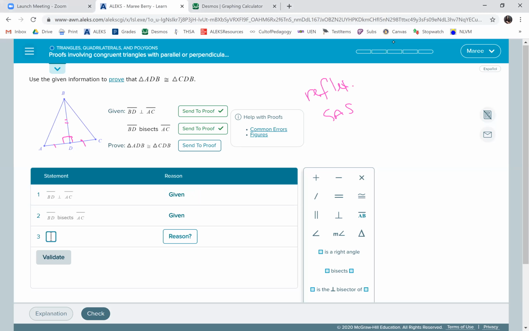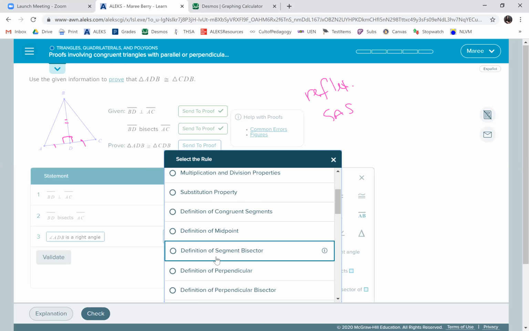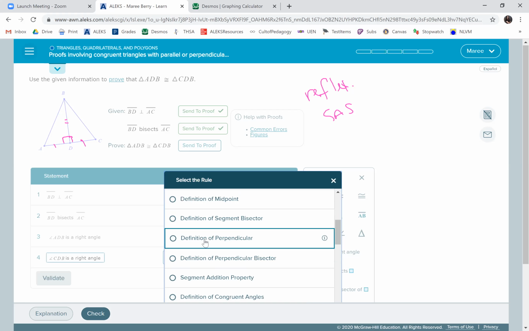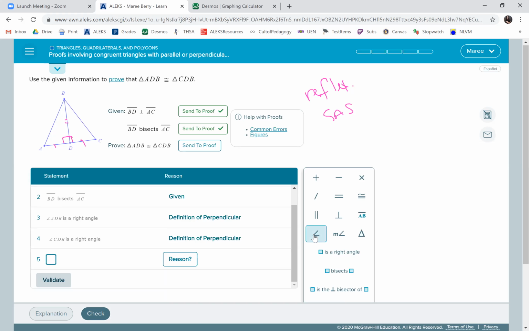So we'll send these perpendicular. So now we're going to say that angle ADB is a right angle. And that's definition of perpendicular. And then we're going to do angle CDB is a right angle. Same thing, definition of perpendicular. Wish we could put them both on the same line, but that's okay. Then we're going to say that they're congruent. Angle ADB is congruent to angle CDB because all right angles are congruent.